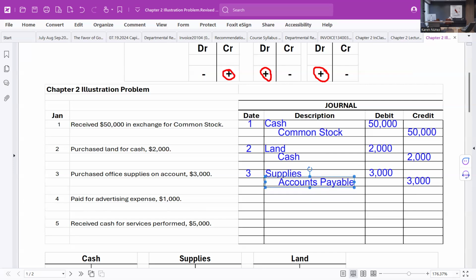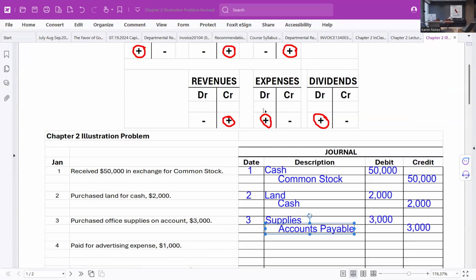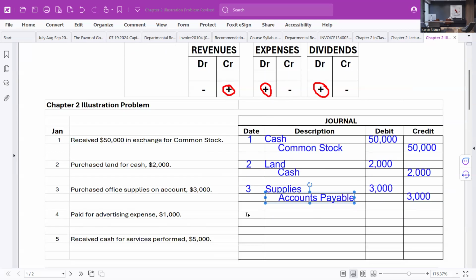The next transaction, we are paying for advertising expense. So we need to record the increase in the expense. How do you increase an expense? With a debit. So on the 4th, we are going to debit this advertising expense account for the $1,000. And we end up here with a debit to the expense account called advertising for the $1,000.